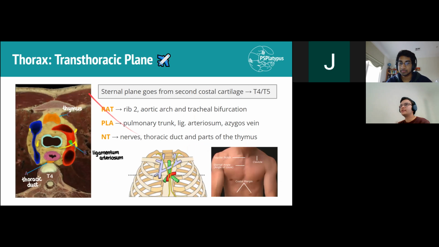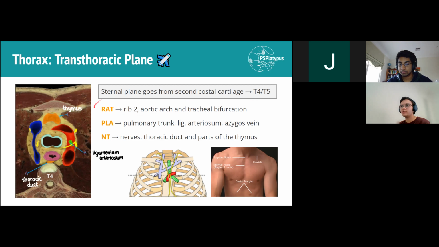Okay, and then the transthoracic plane. This is very, very important for your imaging because if you're given cross sections and even specimens, as you can see here, if you're given cross sections like a CT scan, an MRI, or you're just even given an X-ray or something, and you want to think about, okay, at this level, what would I expect to find? Then these are some of the major features you would see. And so this plane is, again, exactly at the division between the superior and inferior mediastinum borders. So we call it the sternal plane, goes from second costal cartilage to T4, T5.